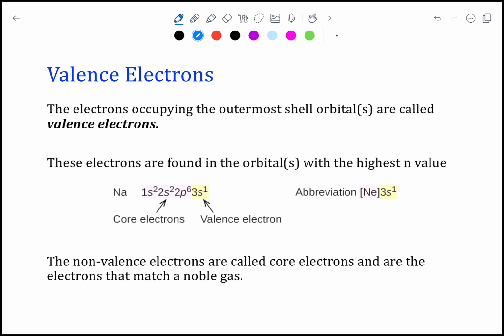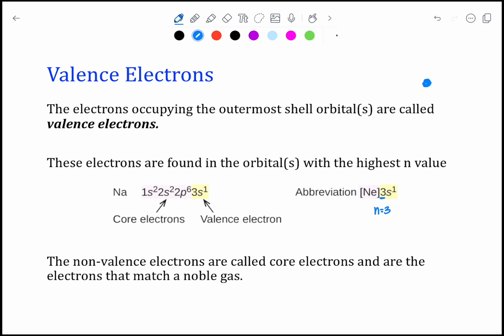So here I have one for sodium. Sodium has 11 electrons, so 1s2, 2s2, 2p6, 3s1. Its noble gas core is neon, so [Ne] 3s1. Sodium then has 1 valence electron because the highest n is 3. That's our highest n value. That's like our outermost shell.